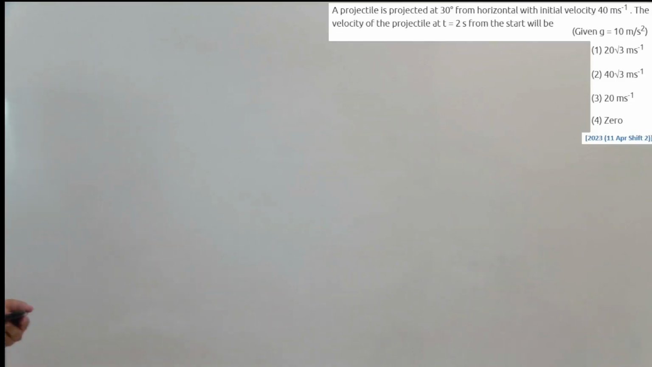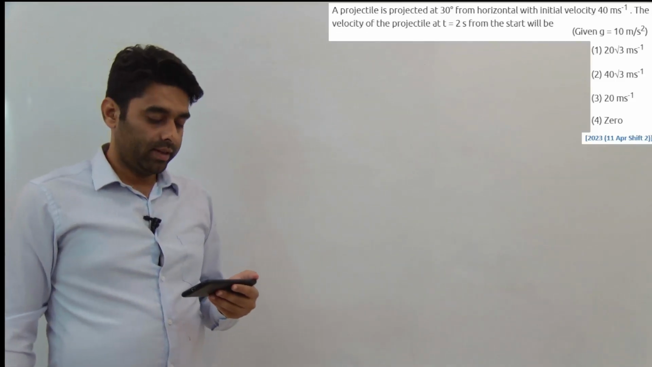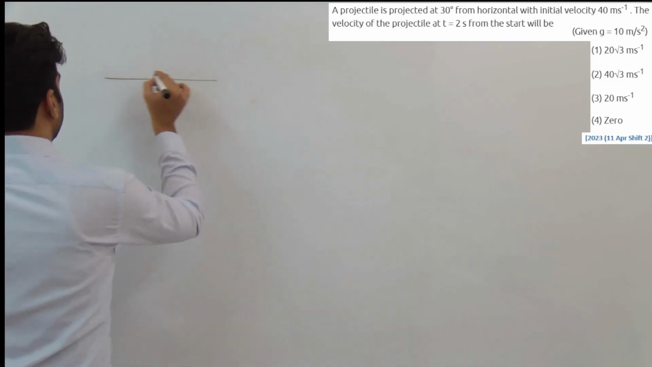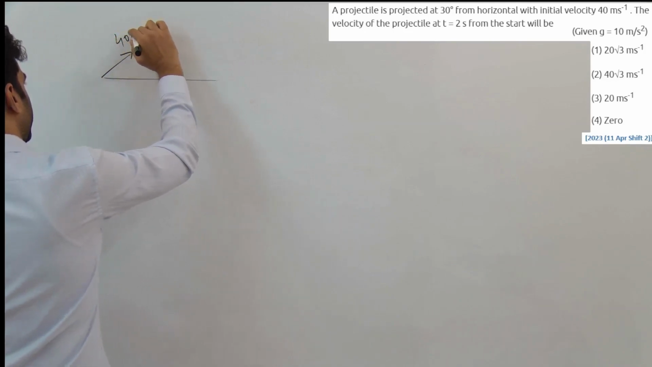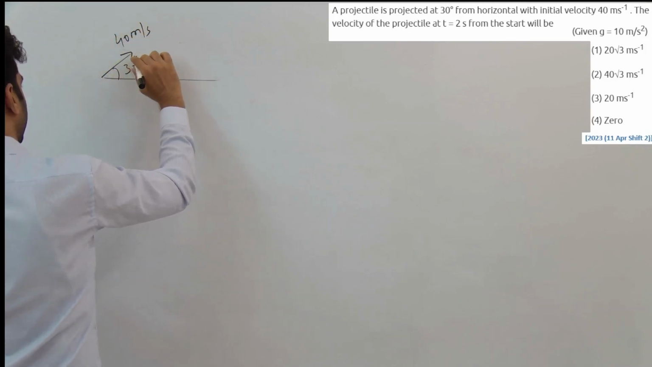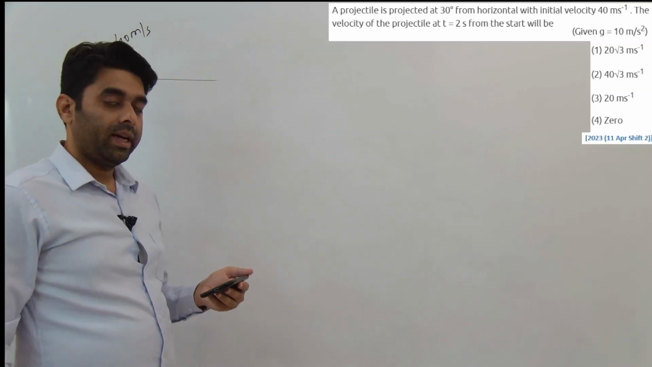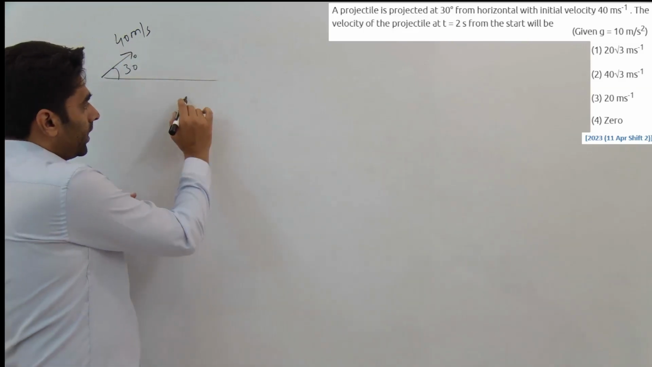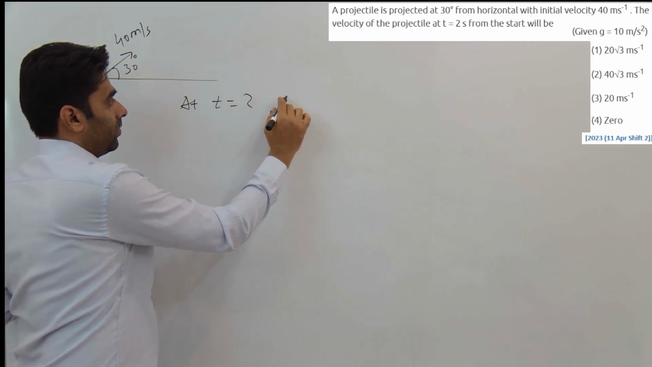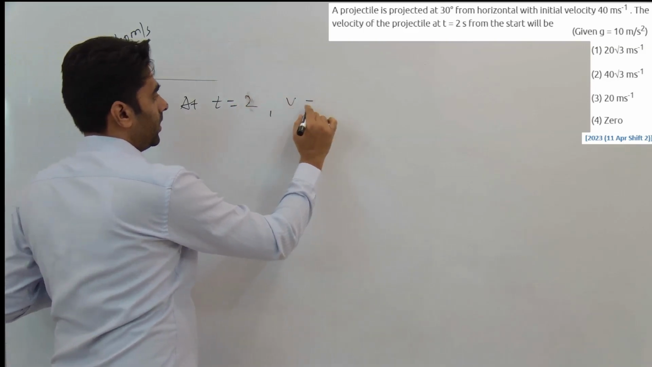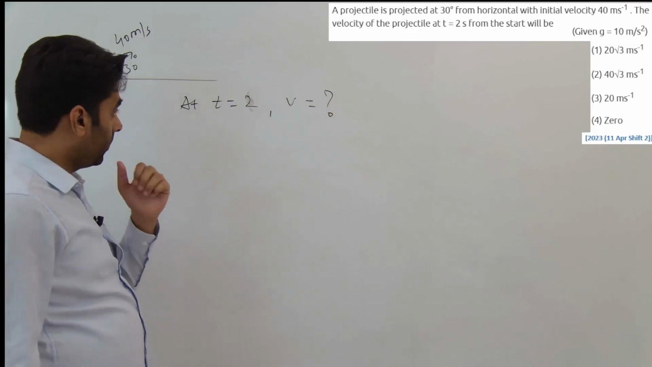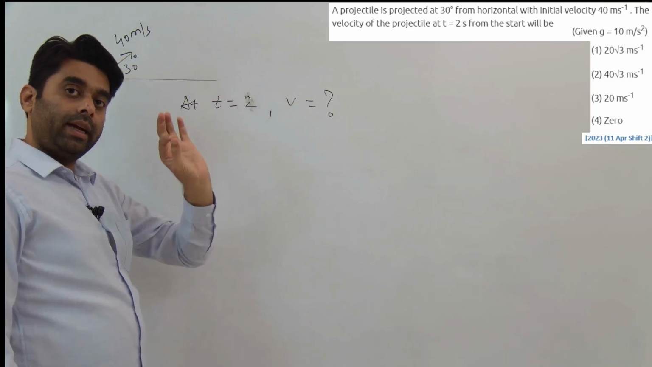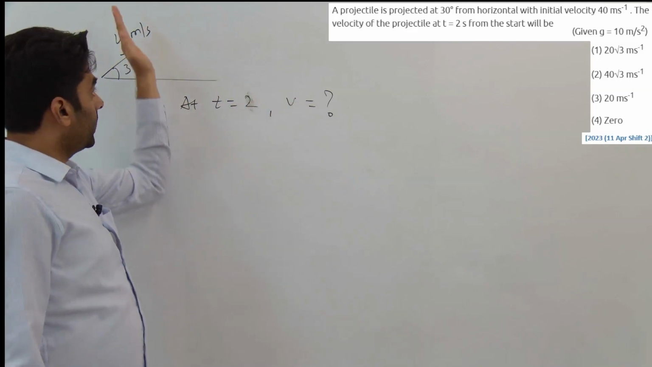Yeah. So our question says, a projectile is projected at 30 degrees from horizontal with initial velocity of 40 meter per second. Okay. So initial velocity 40 meter per second, angle of projection is 30 degrees. They are asking us the velocity of the projectile at t equals 2 seconds from the start. Now, in projectile, how do we find out velocity? In x direction, in y direction, and then we will find the net velocity.